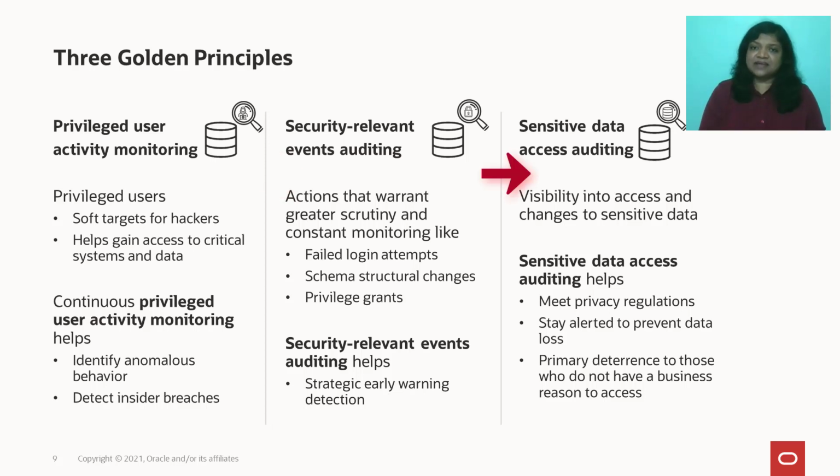The third is the sensitive data access auditing. Databases usually contain sensitive data whose access should be controlled and monitored. Examples of sensitive data might include your financial data, your credit card number, your personal information like your email address, your telephone number, your SSN number. Sensitive data access auditing is a powerful monitoring mechanism, providing visibility into the access and the changes to sensitive data, and may serve as a primary deterrence to those who do not have a business reason to access or modify them, apart from meeting your privacy regulations.